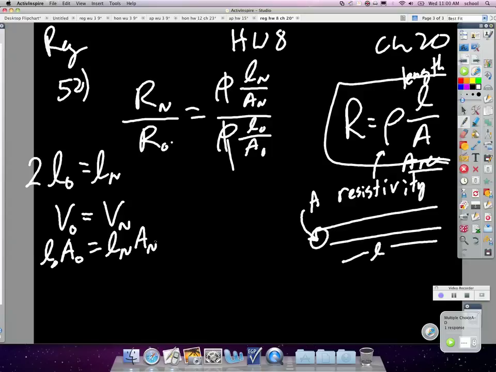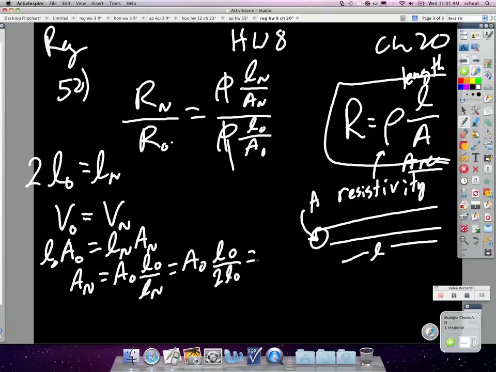So then what we get here is the area of the new wire is equal to the area of the old wire times Lo over Ln. And look up here, we can pick either way, right? What is Ln? It's 2Lo. So that's Ao times Lo over 2Lo. So what happened to the area? Yeah, it's Ao over 2.